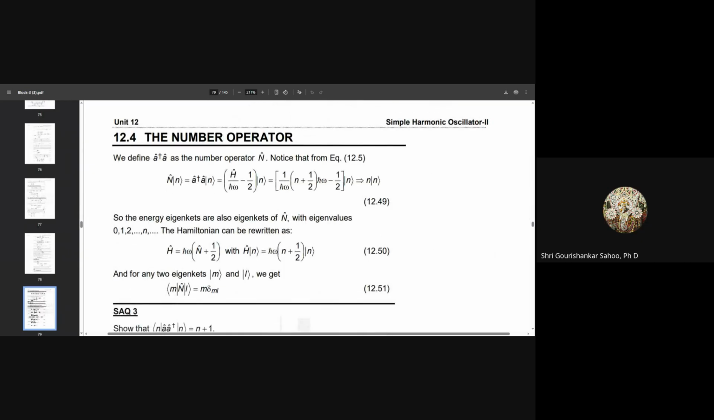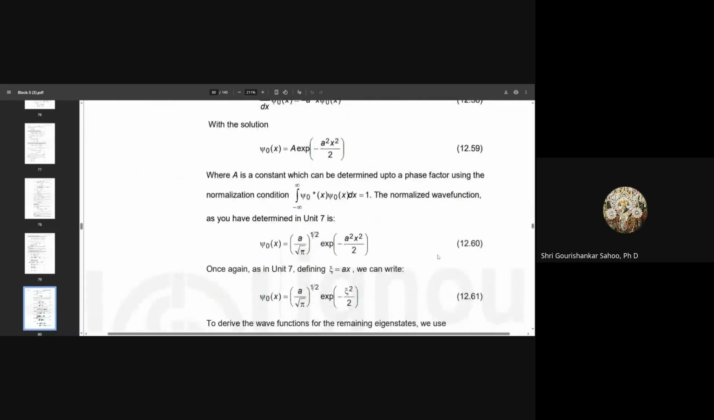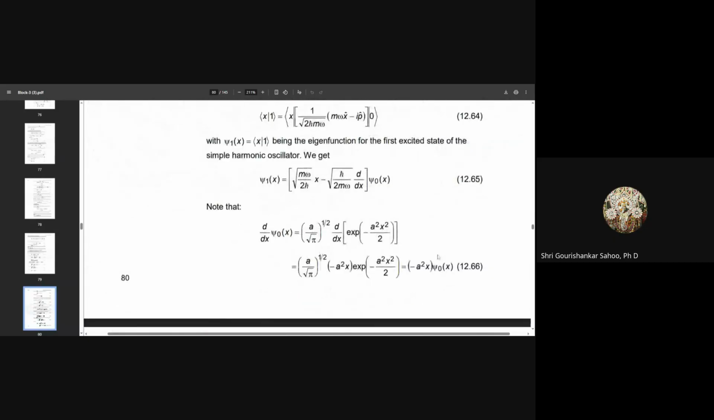Then the number operator: we define a cap dagger a cap as the number operator n cap. So you can write n cap ket n is equal to n ket n, and bra m n cap ket l is equal to n delta m l, where delta is the Kronecker delta. Eigenfunctions of the simple harmonic oscillator, we have discussed in the Schrodinger picture. Now let us discuss in Dirac notation. So we have to determine the wave function for the ground state of the simple harmonic oscillator in bracket formalism, and the result will be the same as we have discussed in the Schrodinger picture.